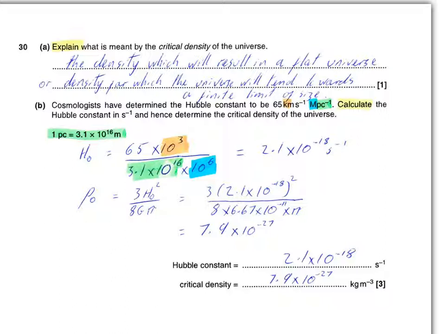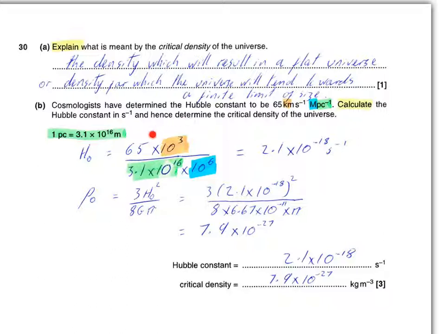Part B asks you to imagine that cosmologists have determined that the Hubble constant is 65 kilometers per second per megaparsec. Calculate the Hubble constant in per second and hence determine the critical density of the universe. So 1 parsec, they tell us very handily, is 3.1 times 10 to the 16 meters. So there's the 65 that we were given, and they'll tend to give you a different figure each time just so you can't learn that answer in per second. There's a 65 kilometers per megaparsec.